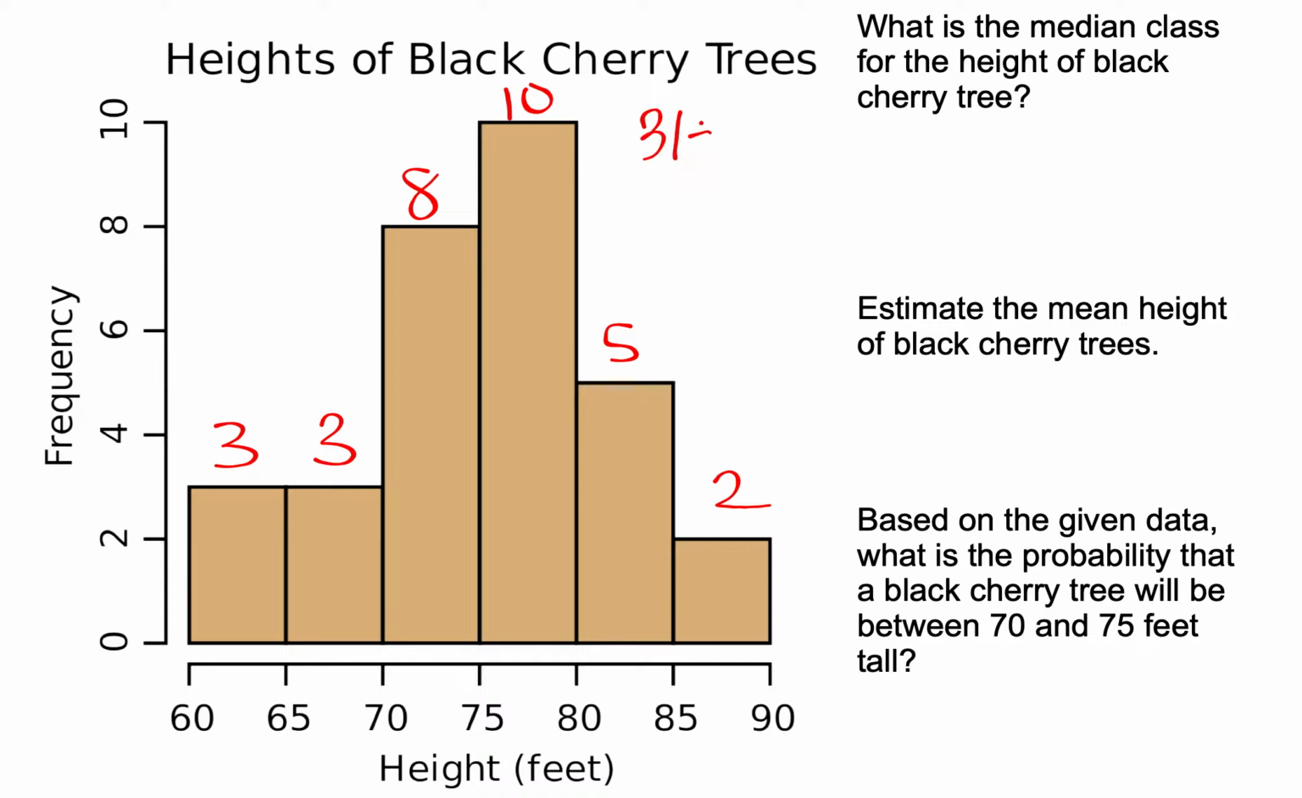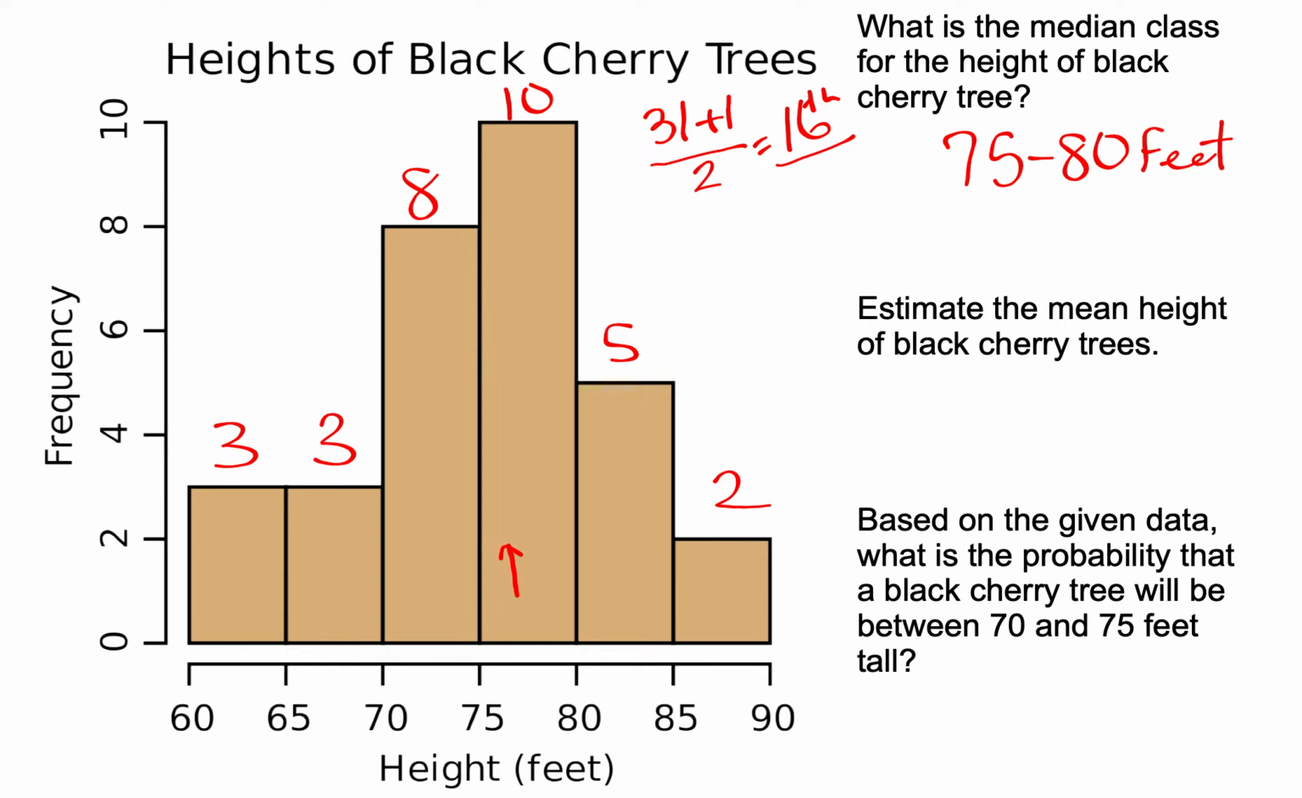Okay, if there's 31, we use the median formula: 31 plus 1 over 2. It's going to be the 16th. The 16th data point is the median. So 3 and 3 is 6, plus 8 is 14, 15, 16. It's going to happen somewhere in here. So the median class is 75 to 80 feet. That would be the median class. We don't know what the median is exactly, but we do know that it is between 75 and 80.